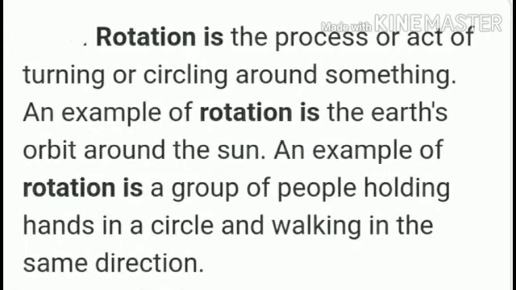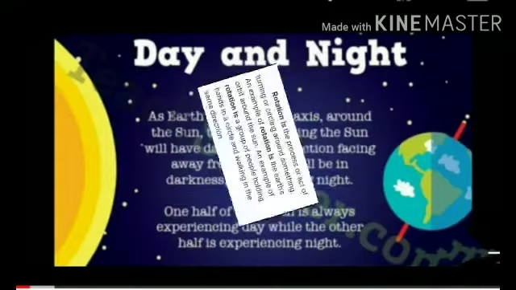What is rotation? Rotation is the process or act of turning or circling around something. An example of rotation is the Earth's orbit around the Sun. An example of rotation is a group of people holding hands in a circle and walking in the same direction. This is known as rotation, to rotate.